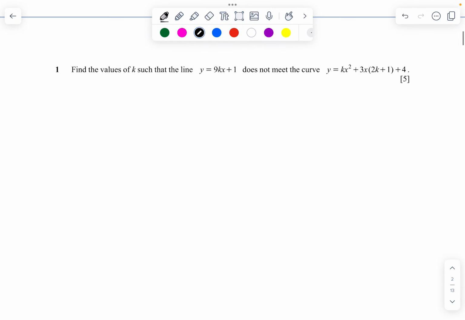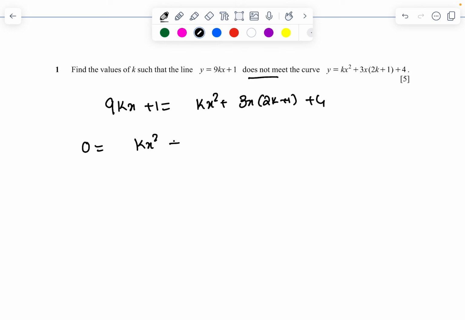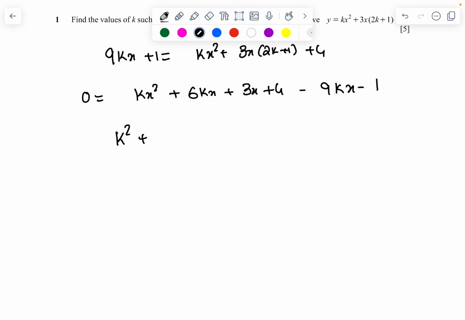Question number 1. Find the values of k such that the line y equals 9kx plus 1 does not meet this curve. First of all, I am going to equate them and find a quadratic equation. 9kx plus 1 equals kx² plus 3x times (2k plus 1) plus 4. So 0 equals kx² plus 6kx plus 3x plus 4 minus 9kx minus 1. So this becomes kx² plus 3x minus 3kx plus 3 equals 0.